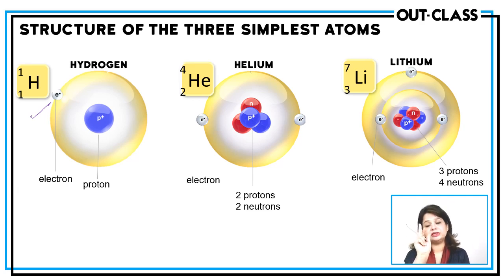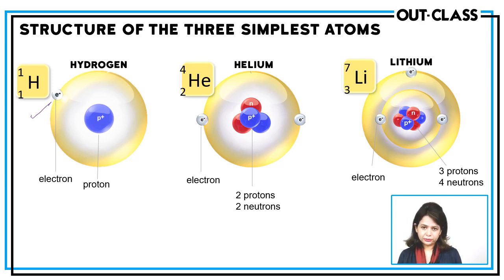Now remember, sometimes MCQs give a question: most atoms have neutron number equal to or greater than proton number. Is it true? It's not true for hydrogen, because hydrogen has no neutron, so its neutron number is less than its proton number. You can't say it for all the elements. For most of the atoms, the number of neutrons is either equal to or greater than the number of protons.